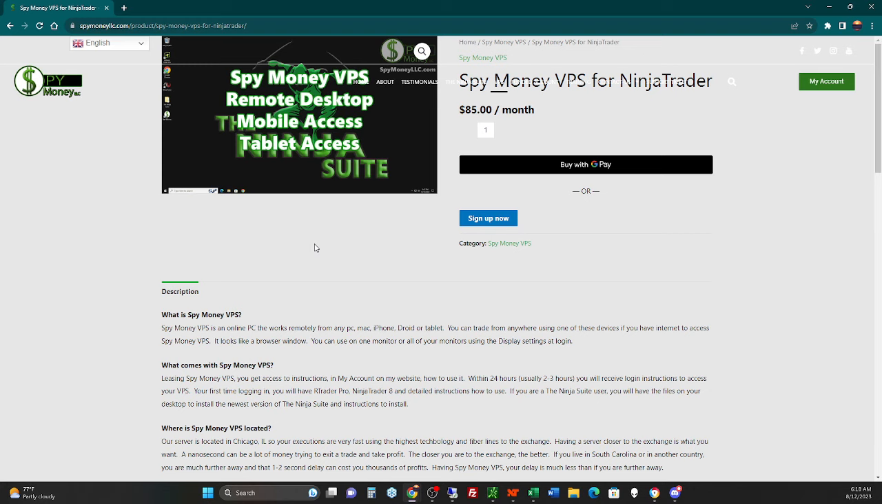Because the Ninja Suite only works on one PC at a time. You can change your machine ID as often as you like, but it only works on one at a time. So if you're trying to run it on a desktop and a laptop beside each other, you can't do that. You can pick one or the other.